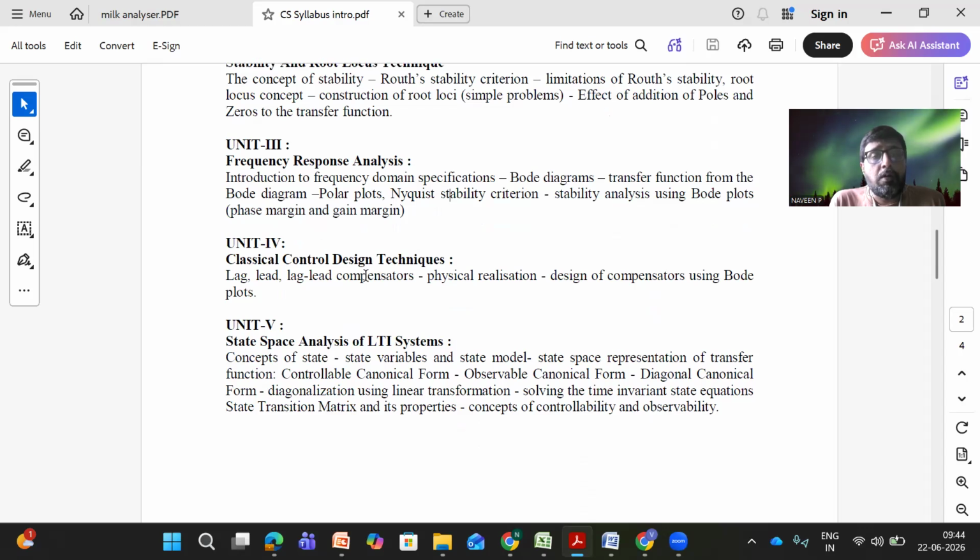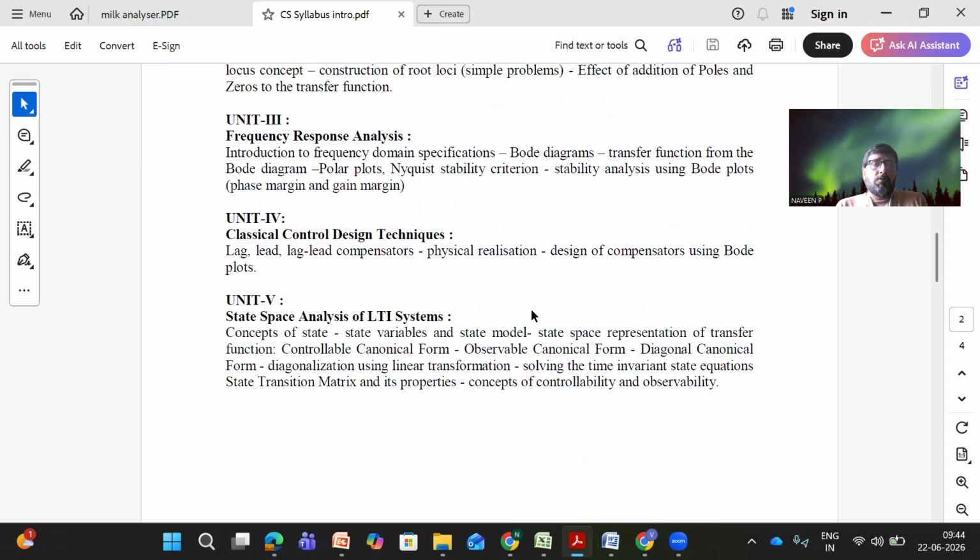Next, coming to the fourth unit, the classification of control design techniques. We have lag compensator, lead compensator, and lag-lead compensator. We need to realize these compensators, their transfer functions, and then design the compensators for various uncompensated systems using the Bode plot. There is also the root locus technique, but in this syllabus we have only the Bode plot technique of designing the compensator for an uncompensated system.